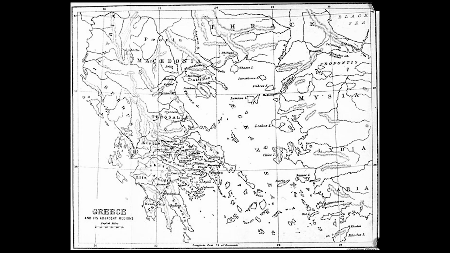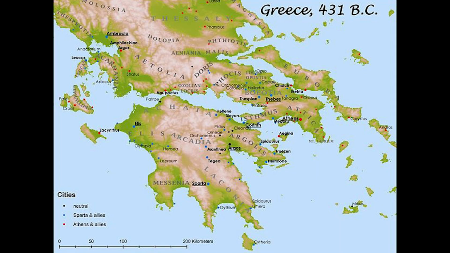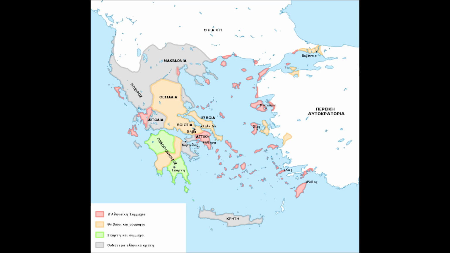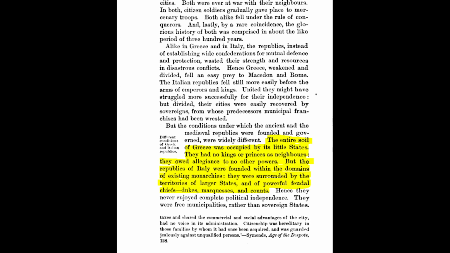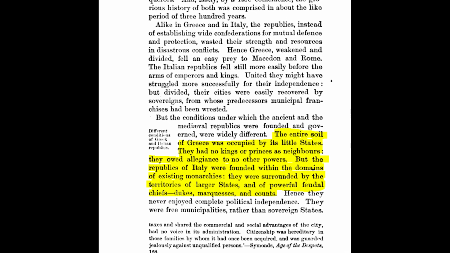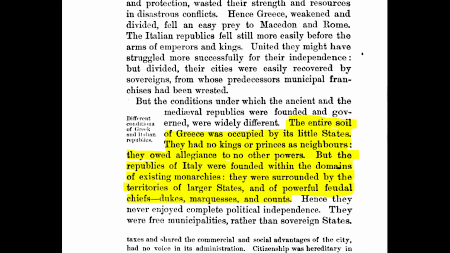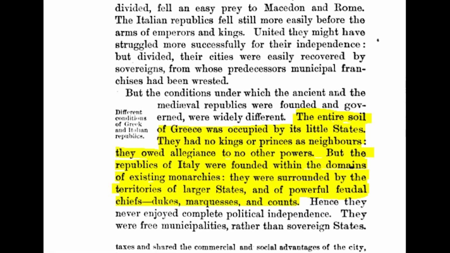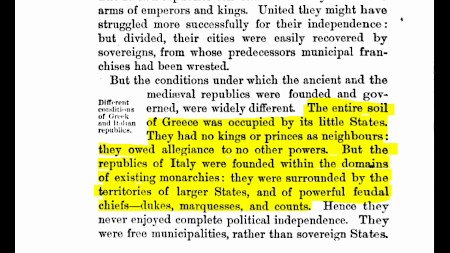As the famed 19th century British constitutional theorist Erskine aptly described it, the medieval Italian merchant republics greatly differed from the ancient Greek republics, mostly due to the conditions they were founded in. The entire soil of Greece was occupied by its little states. They had no kings or princes as neighbours. They owed allegiance to no other powers. But the republics of Italy were founded within the domains of existing monarchies. They were surrounded by the territories of larger states and of powerful feudal chiefs, dukes, marquesses, and counts.